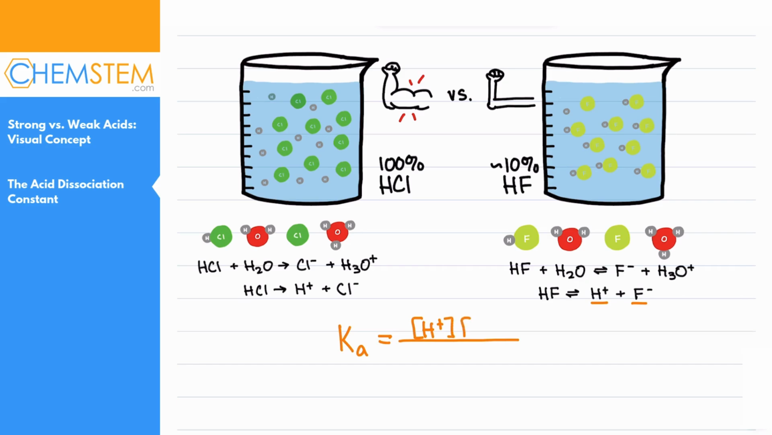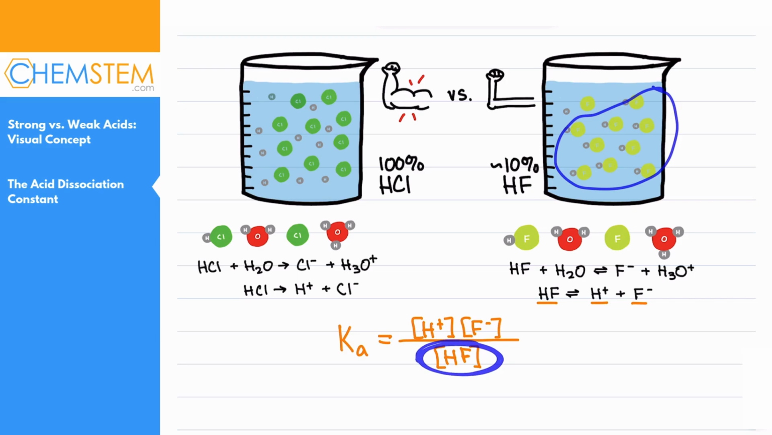So we have H plus, we have the F minus, the order does not matter. And then you put the reactants, so to speak, or the left side of the equation, in the denominator, which is just HF. Now, as we saw here, most of these HFs actually stayed together and only very few of them broke apart. So since a high concentration of the HFs did not break apart, we're going to have a very large denominator.